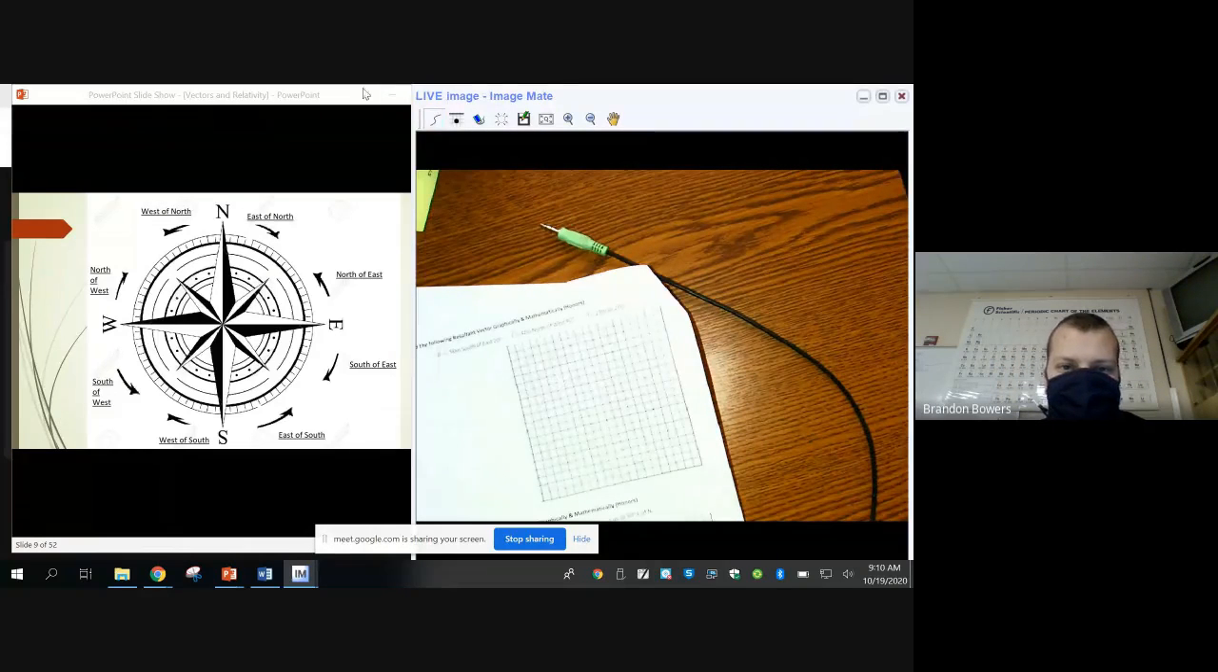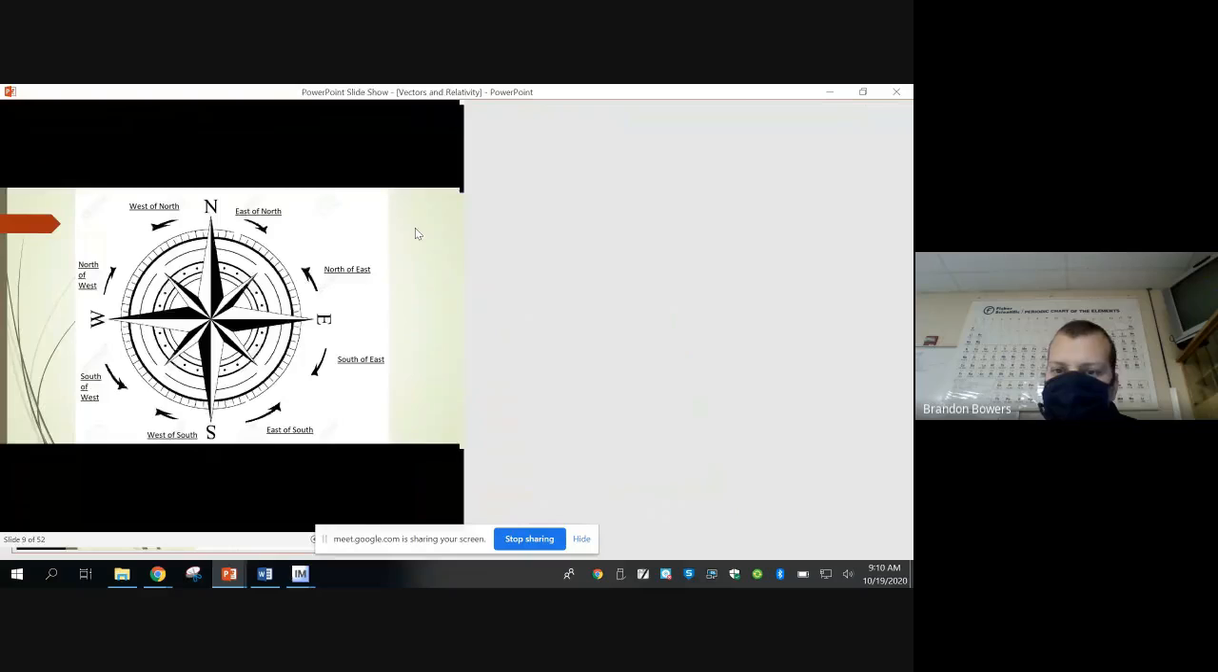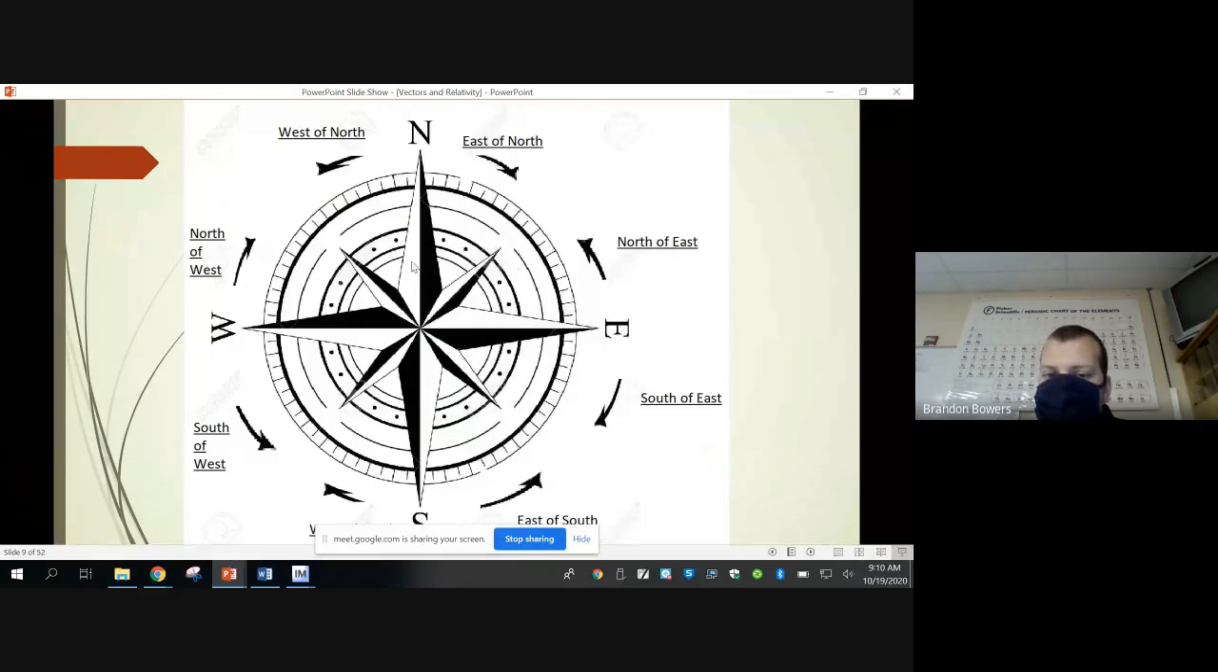Now, just as a quick review. We know north is up. That is 90 degrees, correct? East is where 0 is. We've got north of east, east to north. Hopefully this is kind of a review.